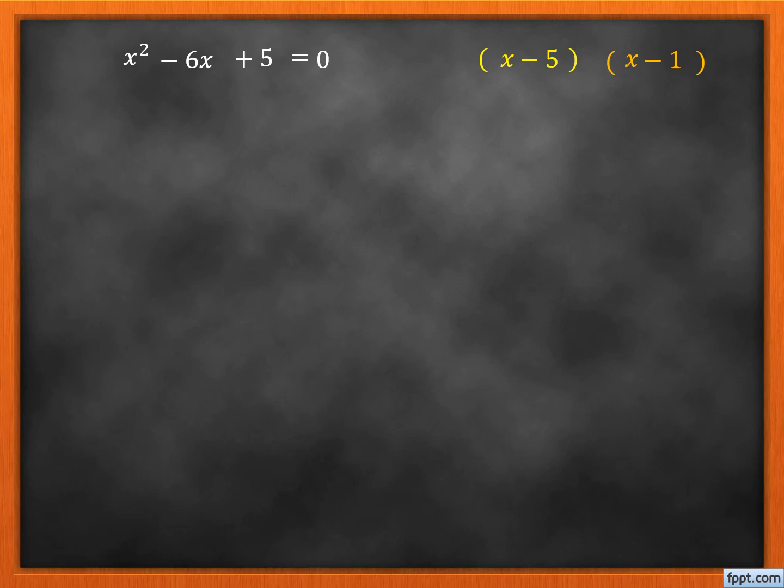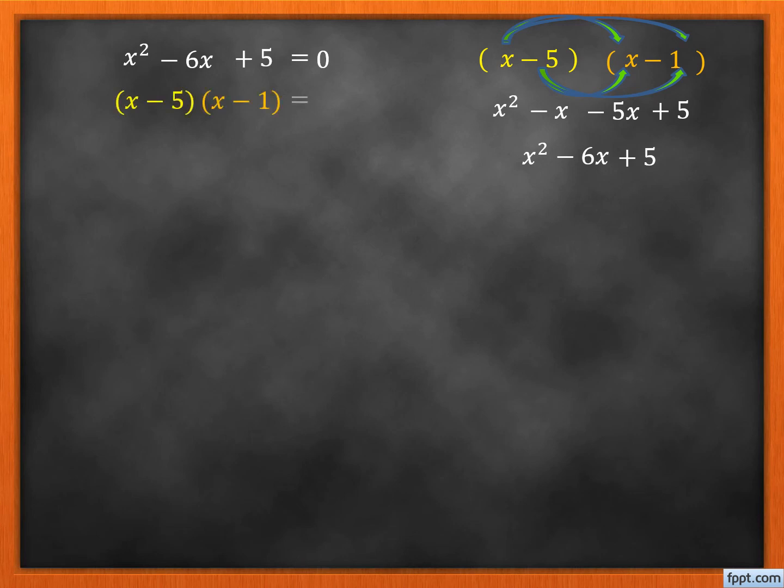You can check by multiplying those two factors. X times x is x squared. X times negative 1, negative x. Negative 5x and positive 5. By simplifying, we have x squared minus 6x plus 5. So really, the factors are x minus 5 and x minus 1.